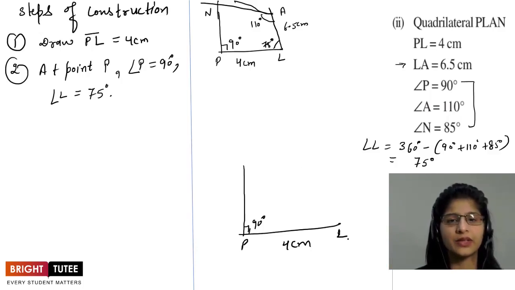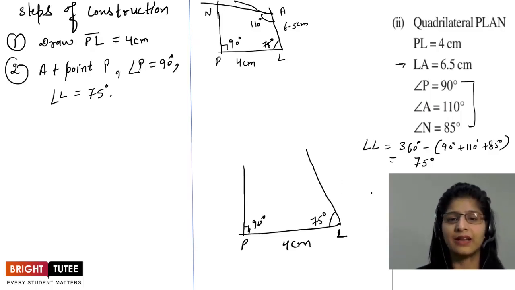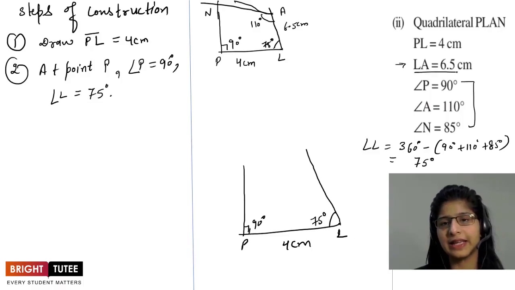Okay, then after it we have point L, and on that we have to create an angle of 75 degrees. So just make an angle of 75 degrees like this. Let it be 75 degrees. Okay, now after L we have the length LA, that is 6.5 centimeter. So from point L, we will make an arc of 6.5 centimeter which will cut this ray at the point A, because it is LA, right?